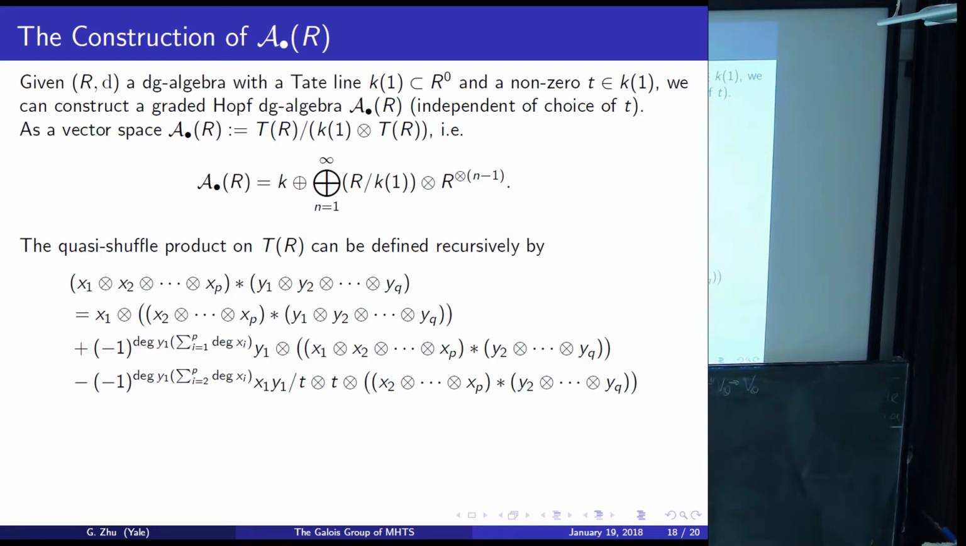For example, if you think P and Q equal 1, you get x1 tensor y1, y1 tensor x1, and x1 y1 tensor 1, basically. But note that T is not in K, so it cannot go through the tensor algebra, the tensor product.